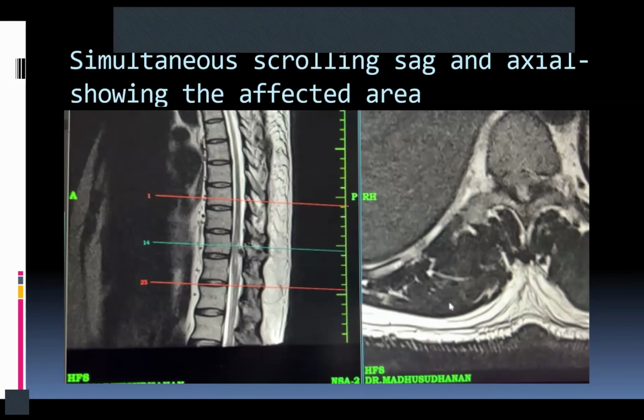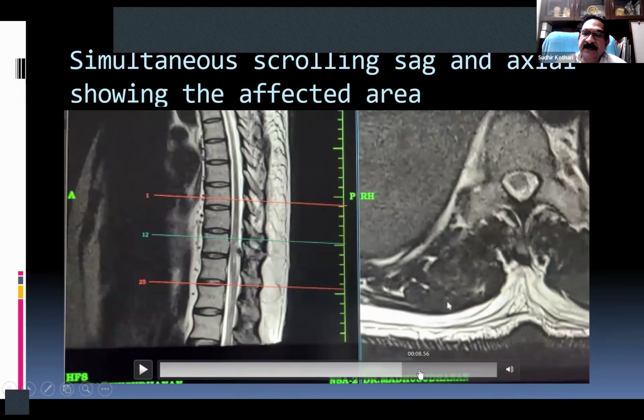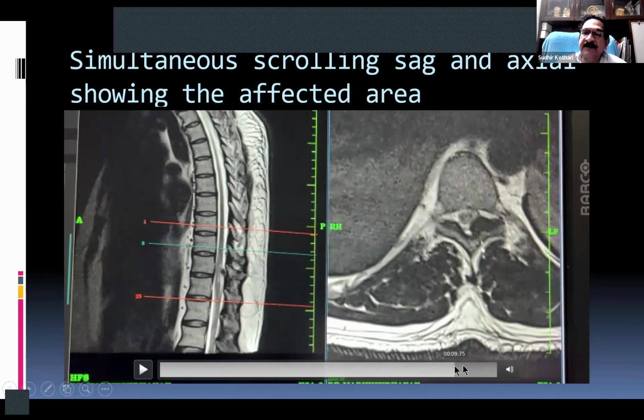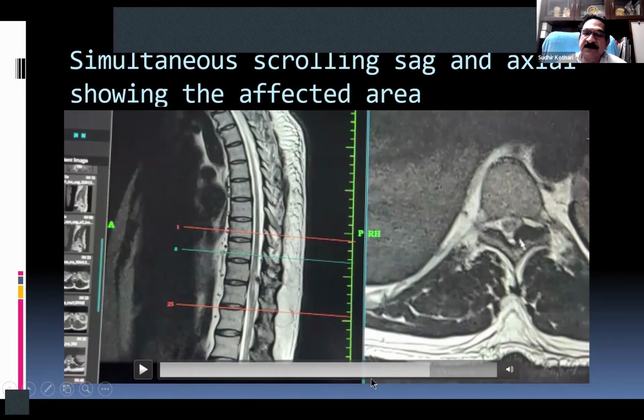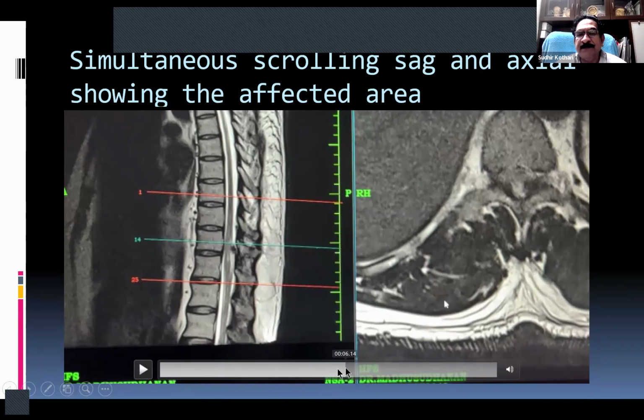Sir, what is the cause for the atrophy of the opposite hamstring muscle? It is affecting bilaterally. See, in fact, I'll show that picture once again. The cord is affected not only on one side. Maximum is on that side, but the cord is compressed on both sides. I will show just a picture. This was taken bilaterally, and the cord hyperintensity is there bilaterally.